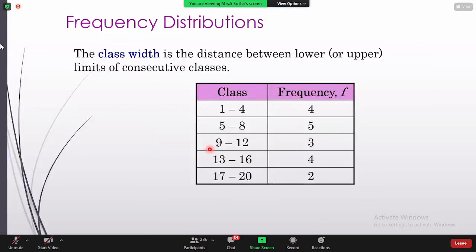Then class width. The class width is the distance between the lower or upper limits of the consecutive classes, right? So now you tell the class width. What is the class width for this first class, this frequency distribution? What is the class width? Look at this definition and find out what is the class width.